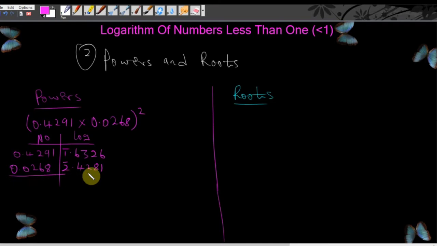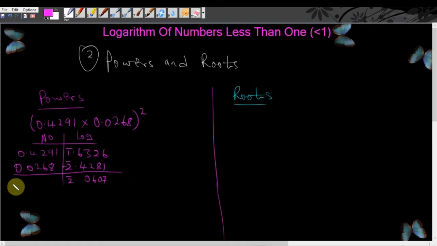Rule under them. Remember, they are multiplying, so you are going to add. Let me just put addition here. If you add all of them, you are having bar 2.0607. Okay, let's quickly write down everything here to help us explain what we are going to do here. 0.4291 times 0.0268, all in parentheses to power 2. Okay, the power 2 here tells us that we are multiplying this whole thing with 2.